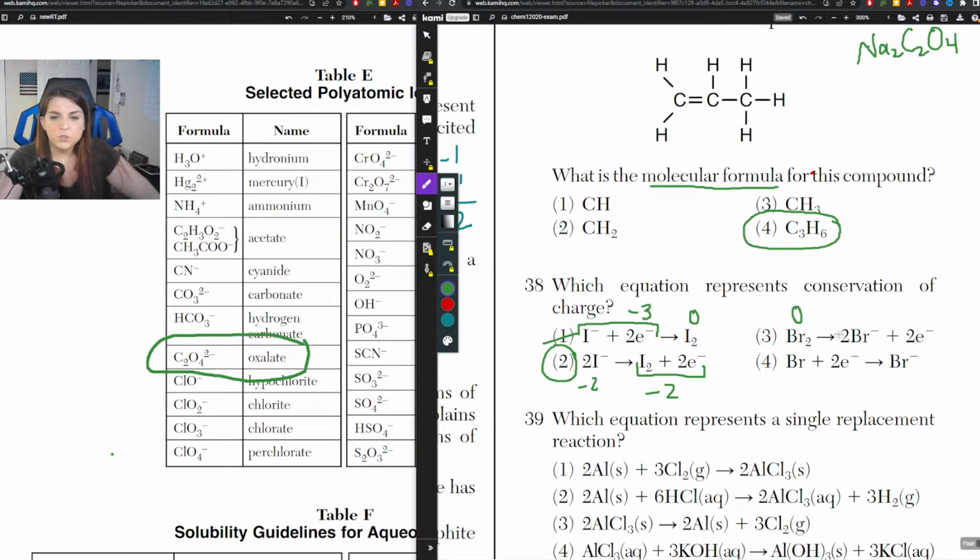And then we have 2 negatives between the 2 bromine ions and 2 negatives in the 2 electrons, which is going to, in total, give us -4. 0 is not equal to -4. Then we have a bromine atom, which doesn't ever happen, and 2 negative electrons, giving me -2. But then I have a bromine ion at -1, and those are not equal to each other. So that's how you would figure out that one.